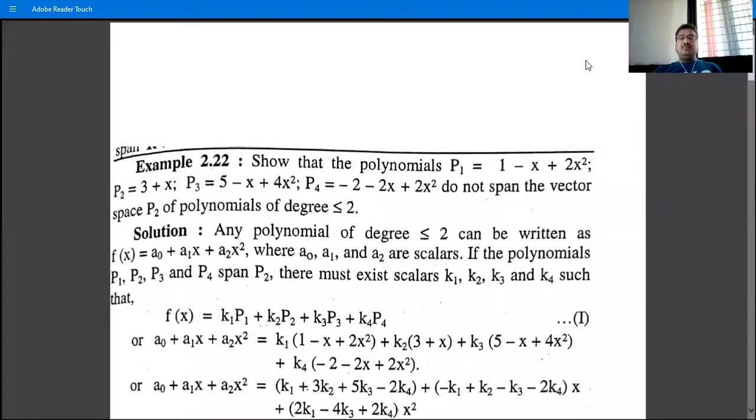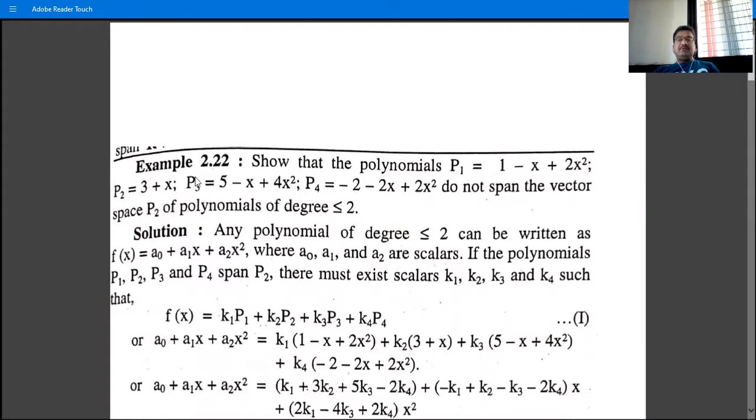Next example of linear spanning. Show that the polynomials P1 = 1 - x + 2x², P2 = 3 + x, P3 = 5 - x + 4x², and P4 = this, do not span the vector space P2. What is P2? P2 is the vector space of all polynomials of degree less than or equal to 1.